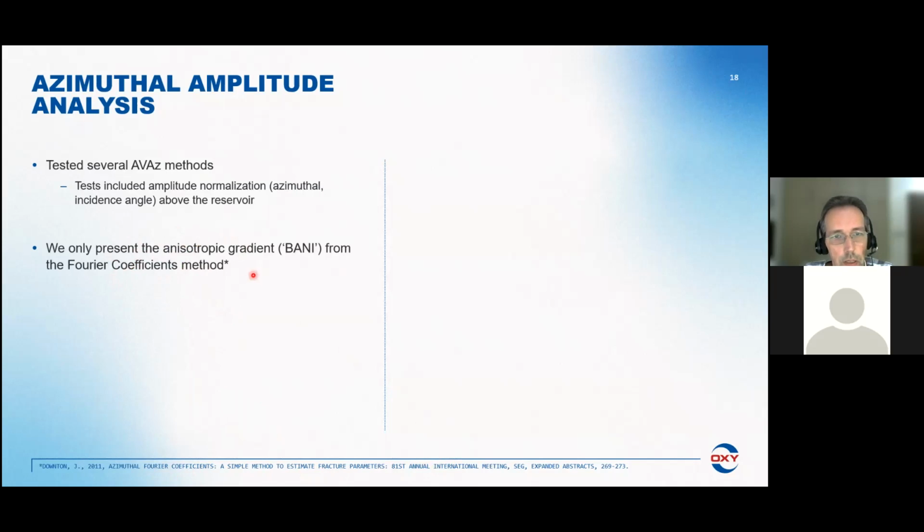We did test normalizing the amplitude, both azimuthally and with incidence angle above the reservoir, kind of similar to that layer stripping for the velocities, where we say in the overburden, we don't expect to have azimuthal amplitude variations, azimuthal and incidence angle. So we kind of normalize that to remove that effect.